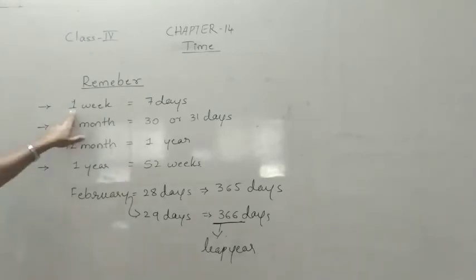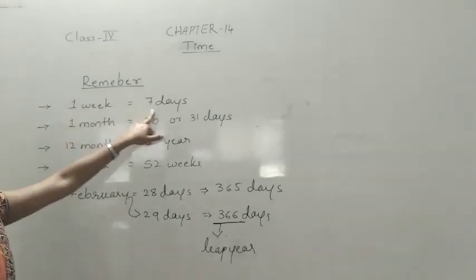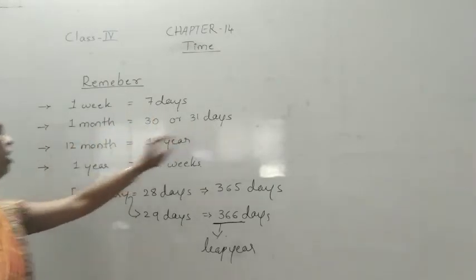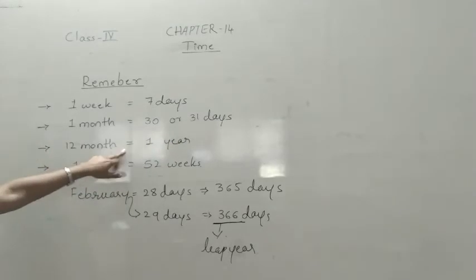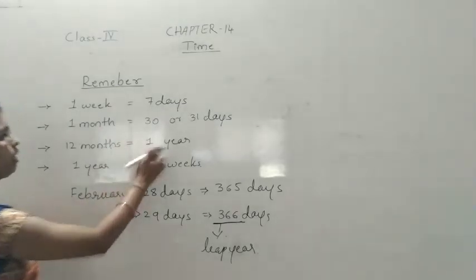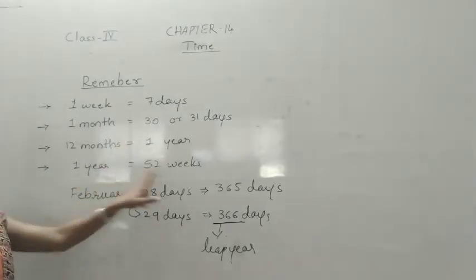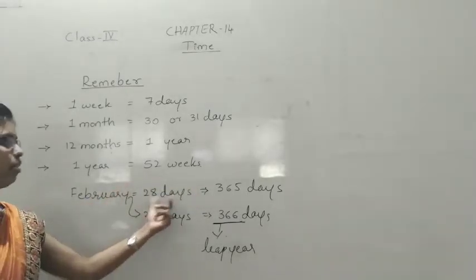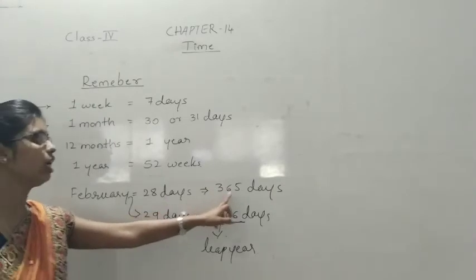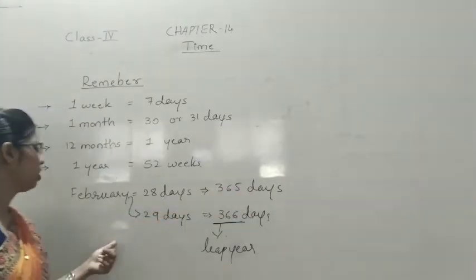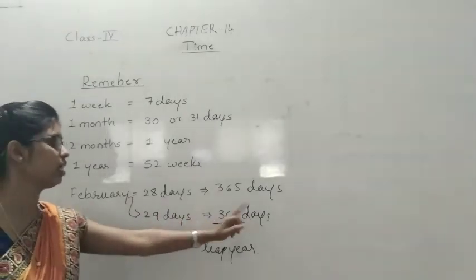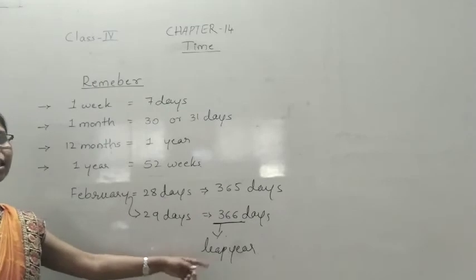Now remember, students, 1 week means how many days? 7 days. 1 month is equal to 30 or 31 days. 12 months means 1 year. 1 year means 52 weeks. In the month of February, 28 days means the year has 365 days. In the month of February, 29 days means 366 days. That one we call a leap year.